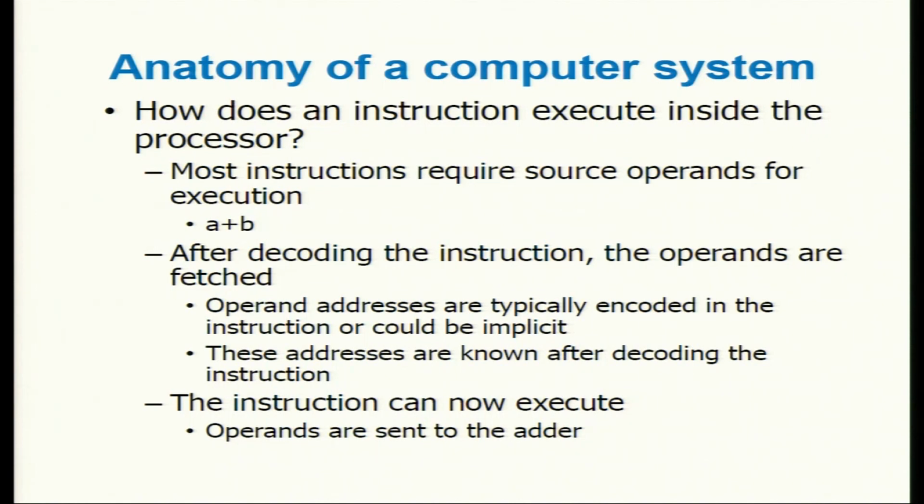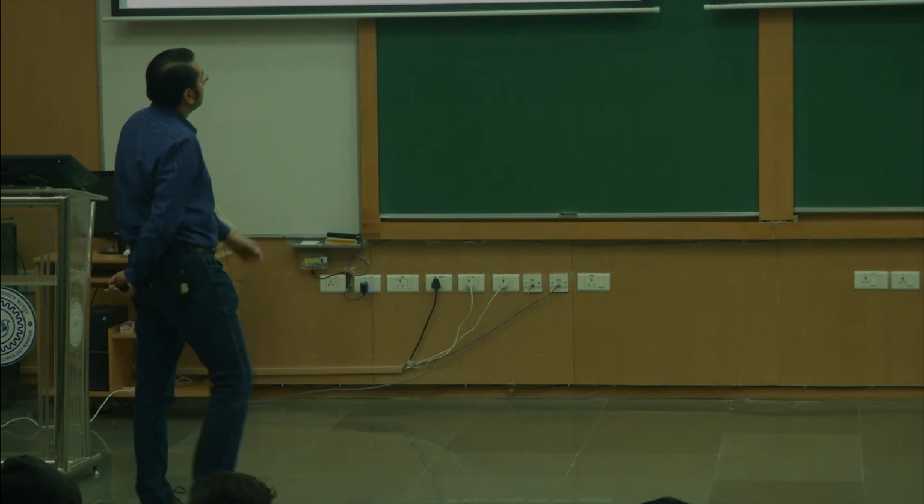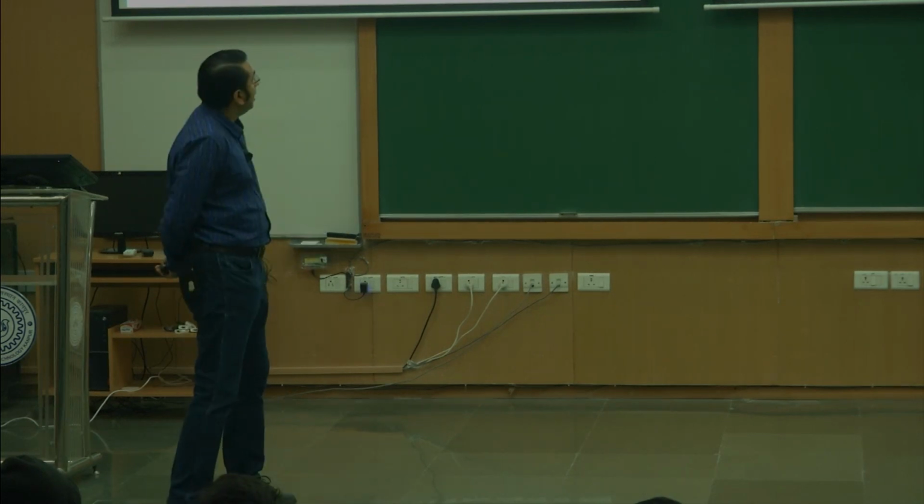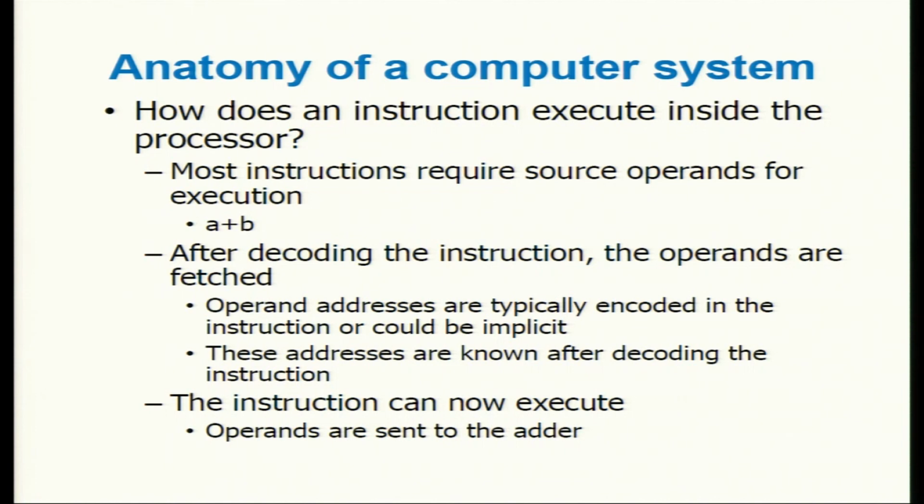Now, most instructions require source operands for execution. That is, what are the values that you want to operate on? Like, if you have A plus B as the operation, then A and B are the source operands. And after decoding the instruction, the operands get fetched, because you have to fetch A and B also from somewhere, right? Operand addresses are typically encoded in the instruction or could be implicit, depending on how the instructions are implemented. These addresses are known after decoding the instruction. So we'll look at some of the details about it, what are these addresses. And the instruction can now execute once you have the values of A and B with you, and the operands will be sent to the adder, which will add them up.